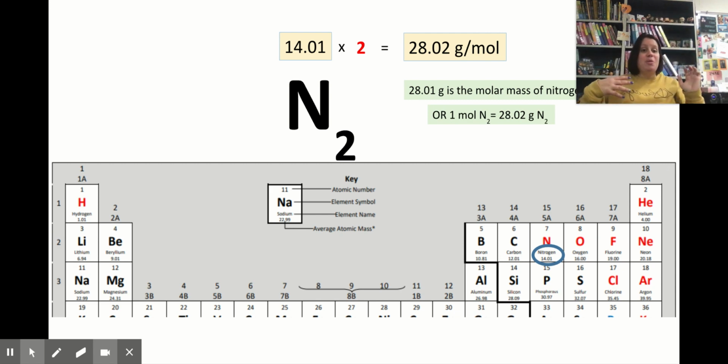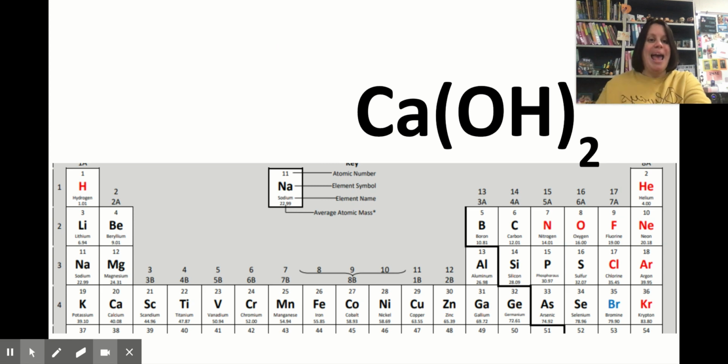So when we find the molar mass, if there's a subscript, that's going to tell you how many atoms of that element there are. So you're going to multiply that subscript by the mass of that element. So let's look at one that's in a compound with more than one different element. So calcium hydroxide, Ca(OH)2. So calcium hydroxide is made up of 3 elements: calcium, oxygen, and hydrogen.